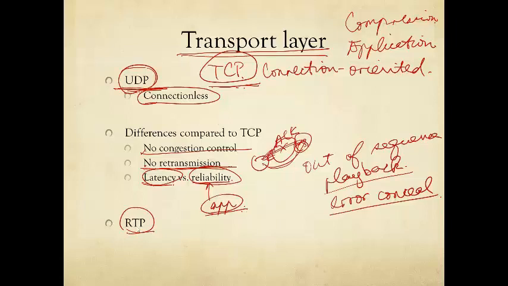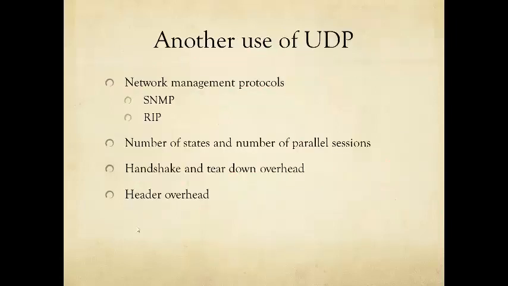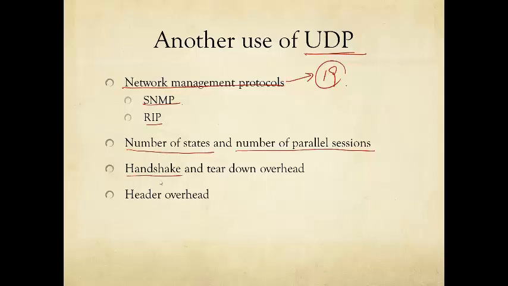So we won't have time to go into much detail of RTP. Just in passing, I want to mention that UDP has another good use compared to TCP, which is for network management protocols. We will see more of this in lecture 19, including, say, SNMP, which is a standard network management protocol, and also RIP that we saw in the routing lecture 13. And the reason is because UDP maintains very few states and therefore can support more parallel sessions compared to TCP. It also doesn't need handshake or tear down of an end-to-end connection, so it doesn't incur any overhead.